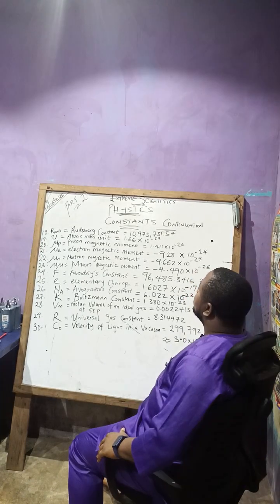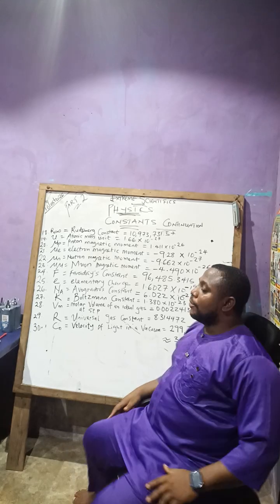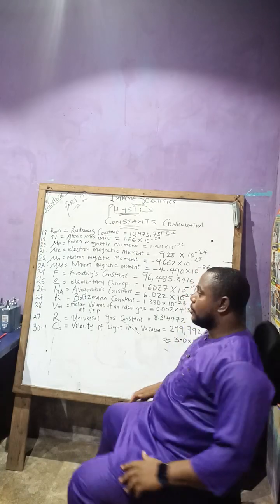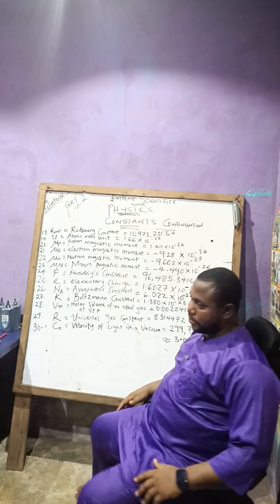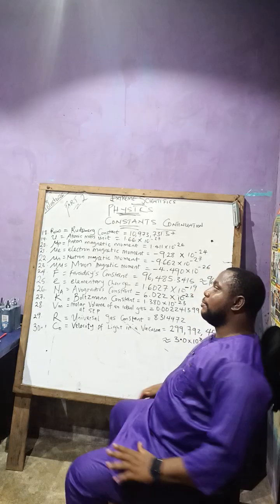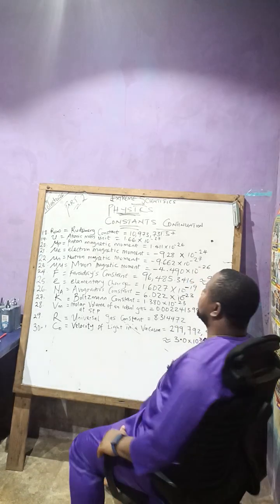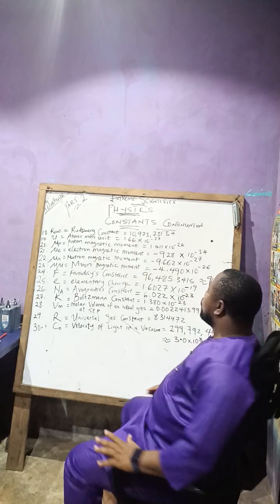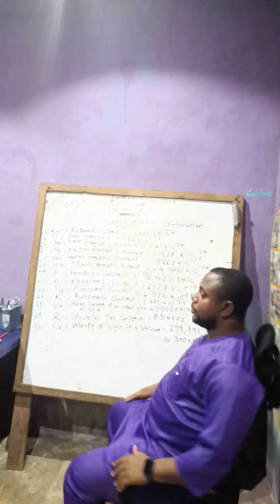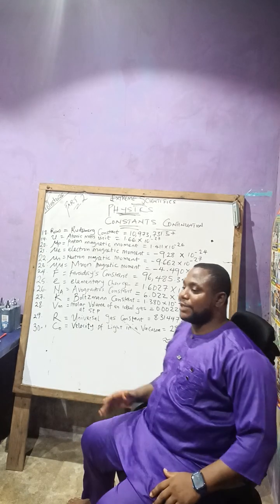As we are dealing with physics today, the last time we dealt with physics constants. We started from number 1 and stopped at number 17. So today we are doing part 2, the continuation of the physics constants.